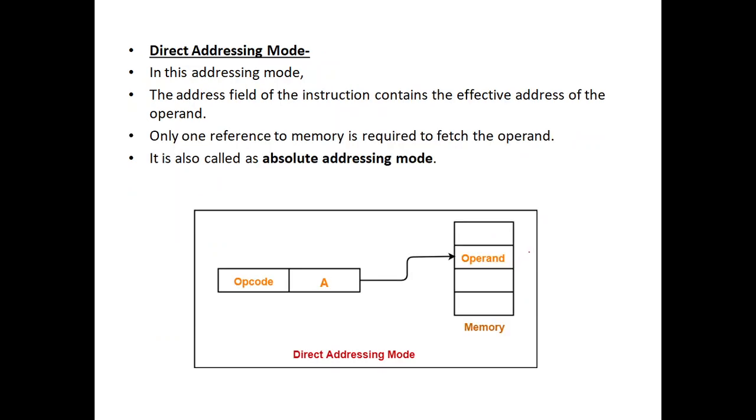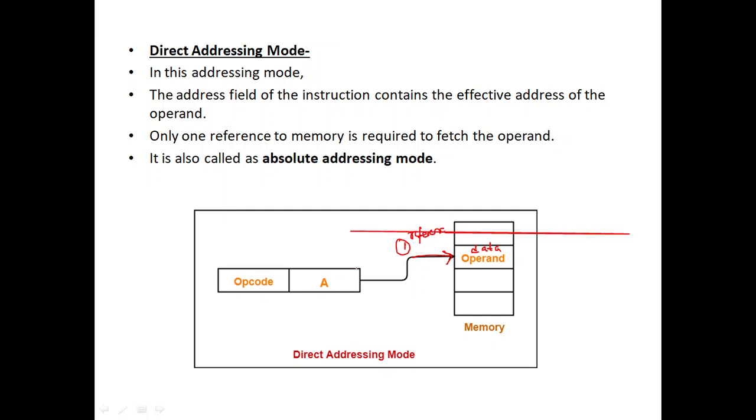Next one is direct addressing mode. So here these are the registers. Direct in the sense, suppose A, we are directly going to that A memory location. Here we are getting the data directly, so one reference is going to be done to the memory location.